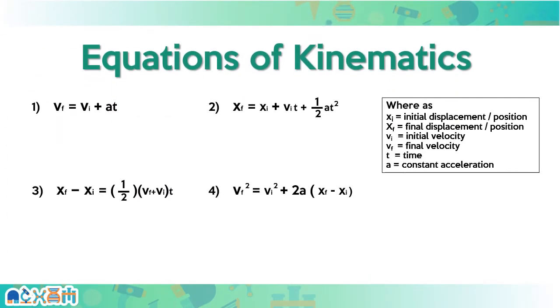So these are the different equations of kinematics, where xi is the initial displacement or position, xf is the final displacement or position, vi is the initial velocity, vf is the final velocity, t is time, and a is constant acceleration. Again, some references only use equations 1, 2, and 4, and that's okay. I just want to present everything here so you can be flexible enough when you are trying to solve problems involving kinematics.